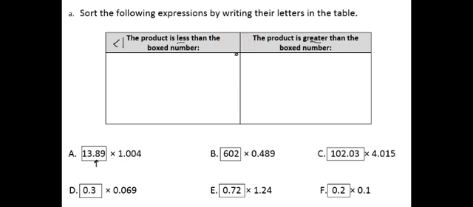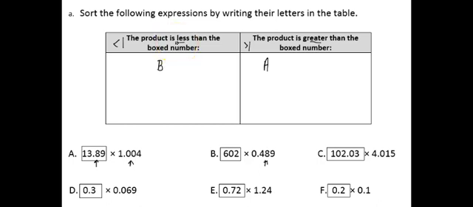In order to get a product that is greater than the boxed number, or the number I started with, I need to multiply it by a number that is greater than 1. So I'll keep these in mind as I work through the expressions. Here I have 13 89 hundredths. I'm multiplying it by a number that's greater than 1, so it would fit in this box. For question B, I have 602. I'm multiplying it by a number less than 1, so it will fit in this box.